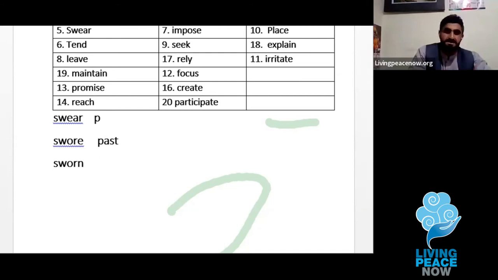It's according to tenses. If you want to use it in the simple present tense, you should use swear. If you want to use it in the simple past, you should use swore, yeah? And if you want to use it in the perfect tenses, you need to know about the third form of this word. This is the third form, and this is the first form, the second form.